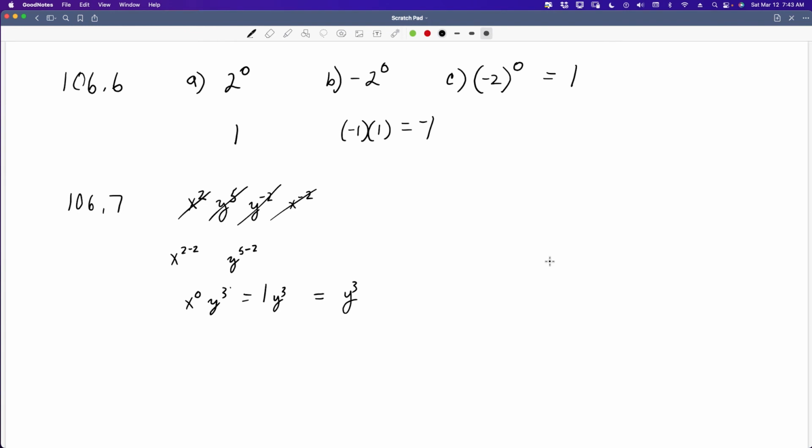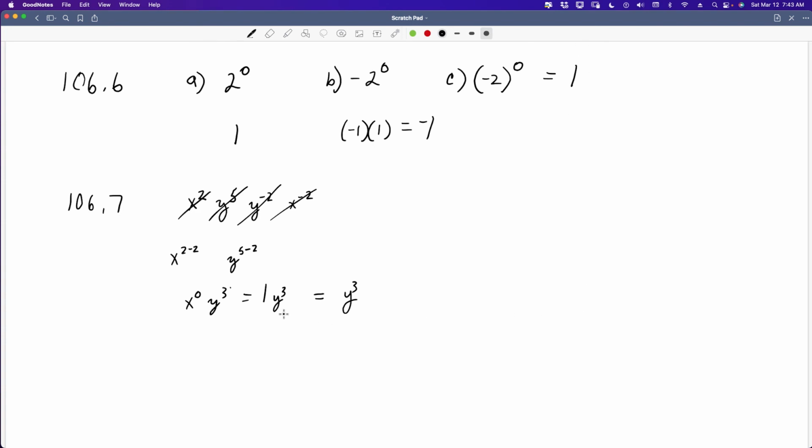So remember that any time we have a negative exponent on the top in the numerator, we can move it to the denominator and make it positive. If we have a negative exponent in the denominator, we can move it to the numerator and make it positive. If we have exponents that subtract to 0, any number with an exponent of 0 is equal to 1, right here.